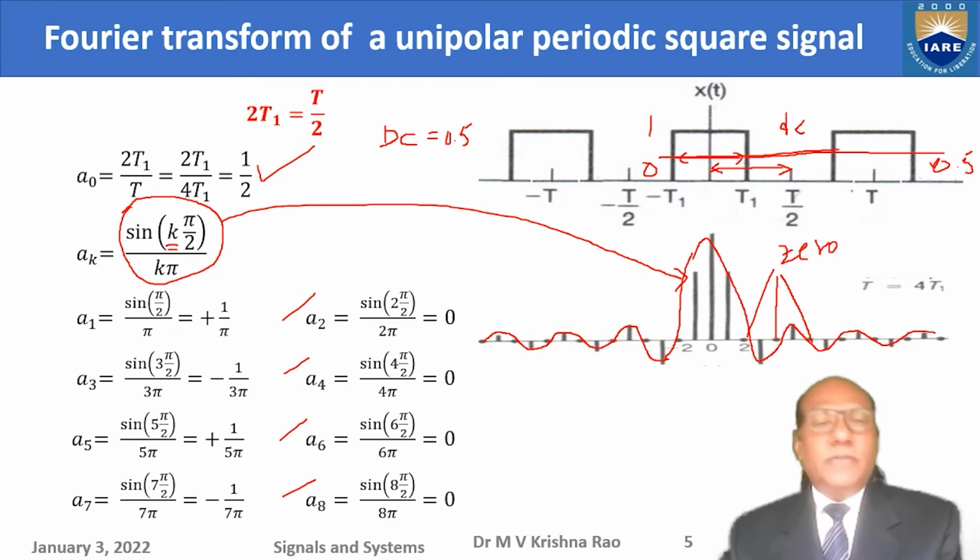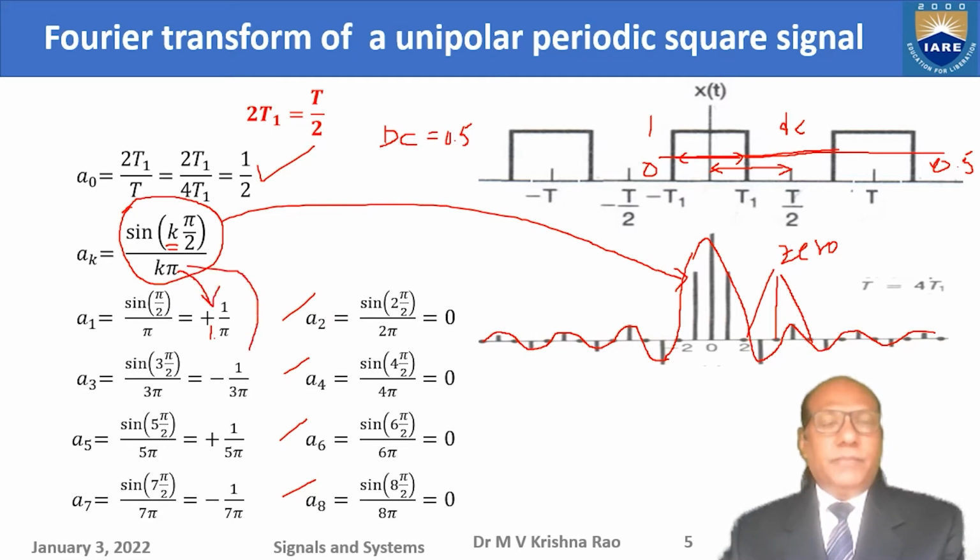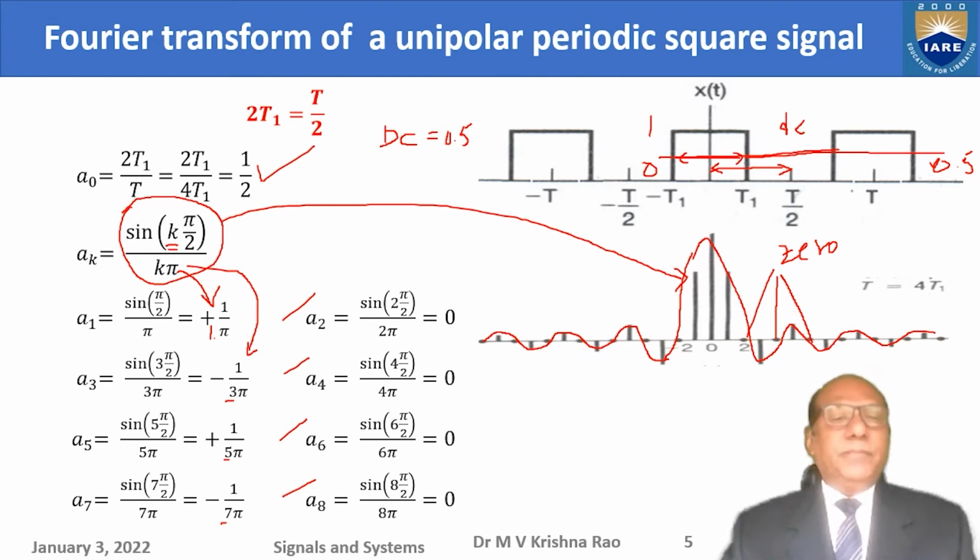Then what about odd coefficients? Odd coefficients, the first value is 1 by pi. 1 by 1 into pi, because this is k pi, k equal to 1. Then k equal to 3, you have 1 by 3 pi. So this is k value, 1 by k pi. And they alternate sign. That means A1 and A5 are positive, A3, A7, A11, they are negative, like that, etc.